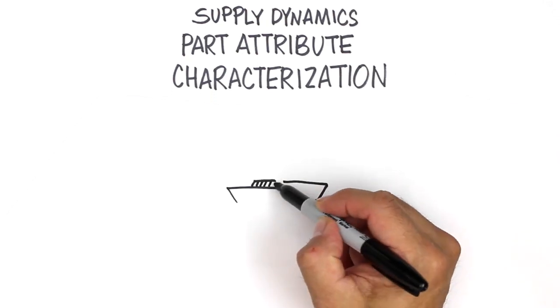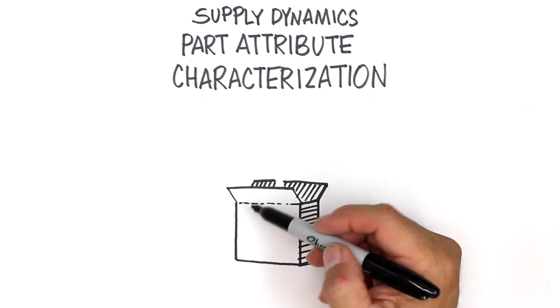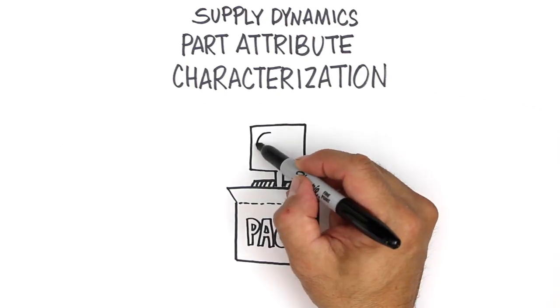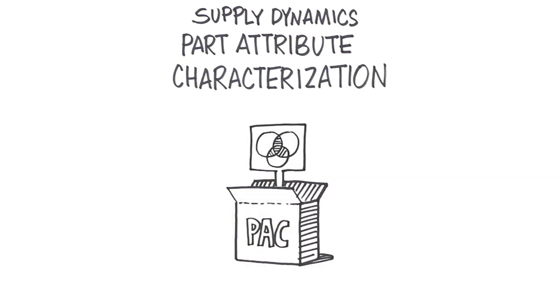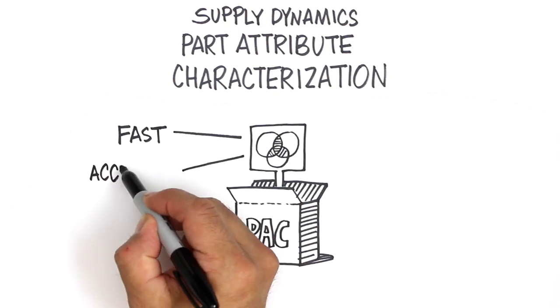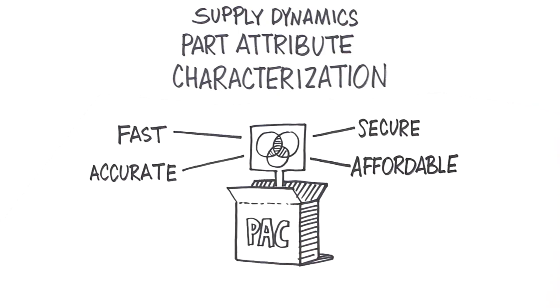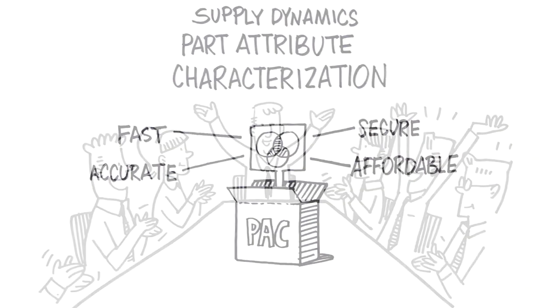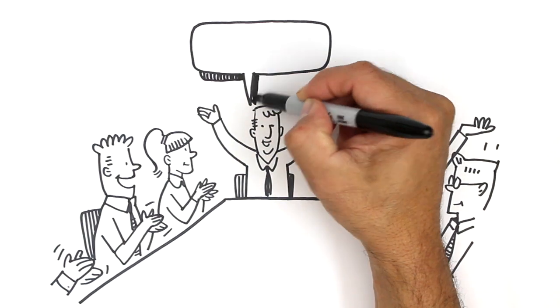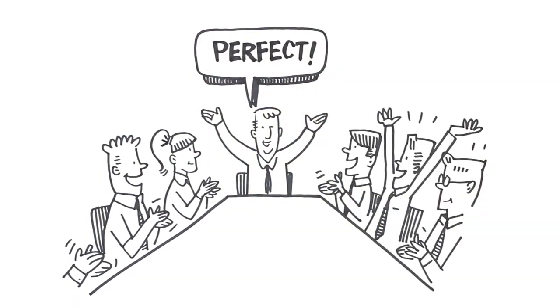Part attribute characterization is a proprietary software-enabled process in which critical information associated with a customer's parts and assemblies is documented. This is done using digital blueprints in PDF format, CAD models, or other engineering data provided by the customer. It's a fast, accurate, secure, and affordable way to provide the visibility Jim needs to drive results. Jim will finally be able to make the kinds of proactive decisions that his company requires.